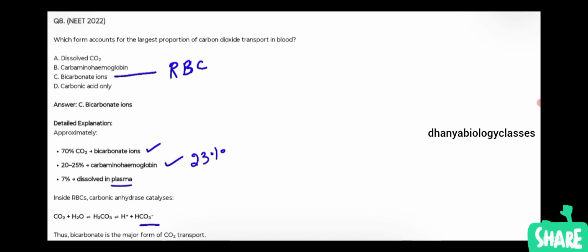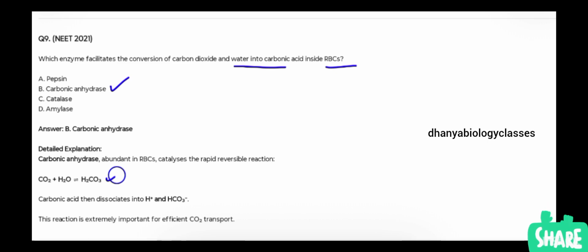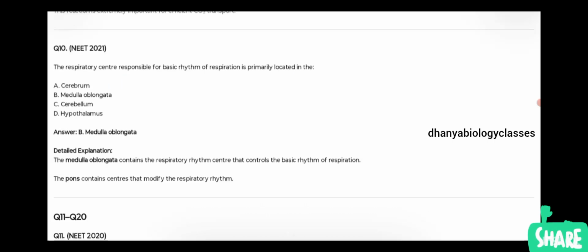Which enzyme facilitates the conversion of carbon dioxide and water into carbonic acid inside RBC? That is carbonic anhydrase. Carbon dioxide and water form carbonic acid, and then this carbonic acid dissociates into H plus and HCO3 minus, that is bicarbonate ion. The respiratory center responsible for basic rhythm is the medulla oblongata.